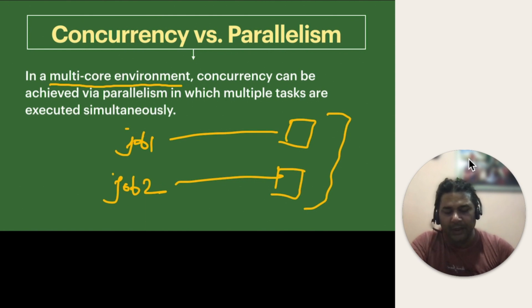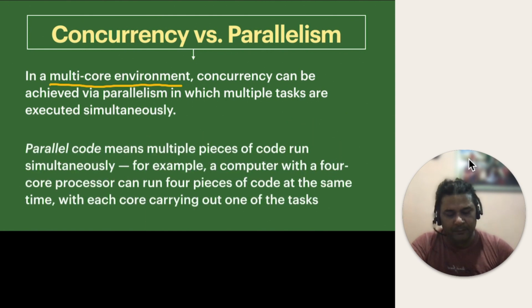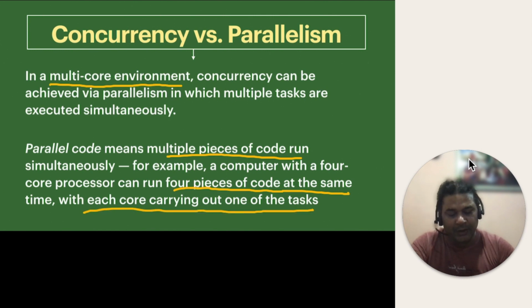with multiple processors. So parallel code means multiple pieces of code run simultaneously. For example, a computer with a 4-core processor can run 4 pieces of code at the same time. So here parallel code means multiple pieces of code run simultaneously.